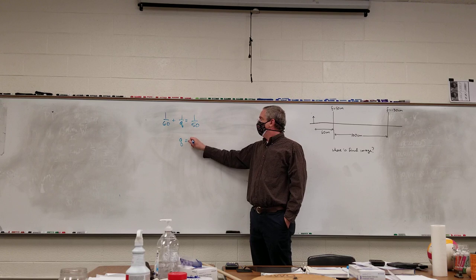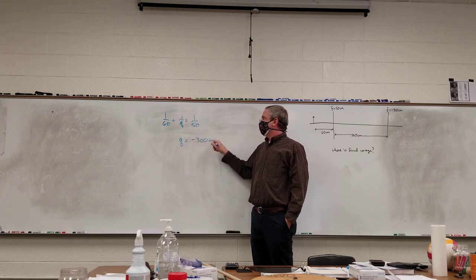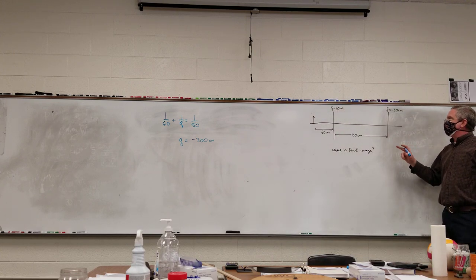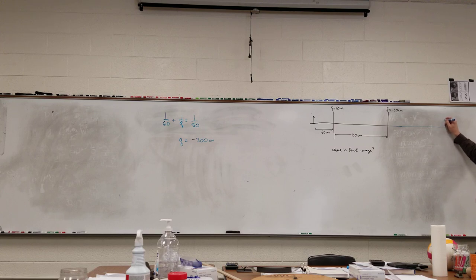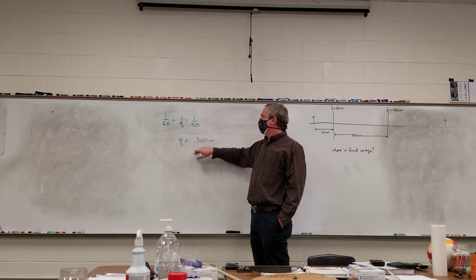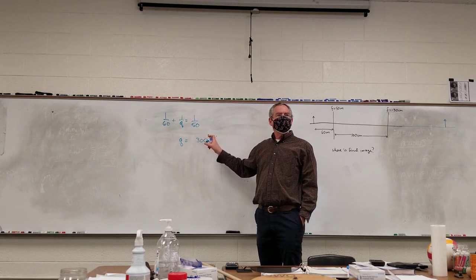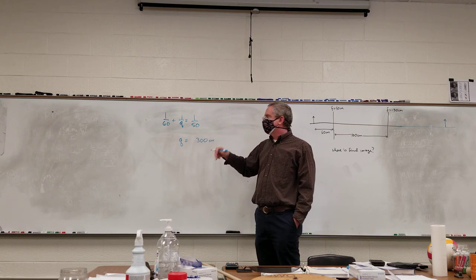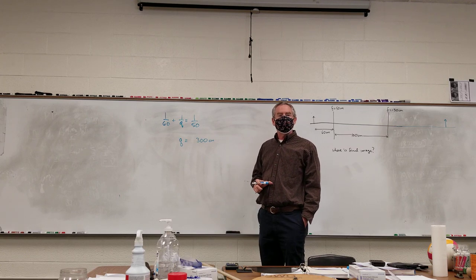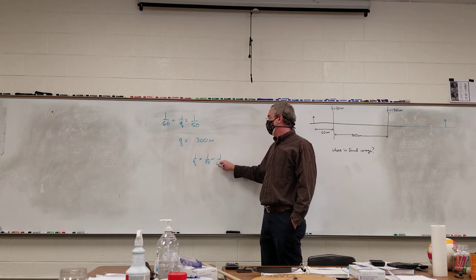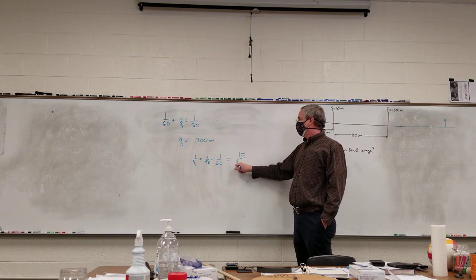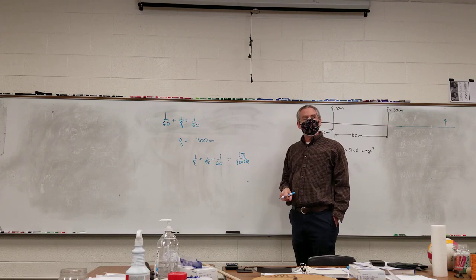We got negative 300 centimeters, which says that the image of the first one is on the back side here. So we have an image, it will be 160 minus 150. It'll be positive then. And then inverse it. So 1 over Q would be 1 over 50 minus 1 over 60. Which is flip flop those numbers. That's what happened. 10 over 3,000. All right, so 300 centimeters.